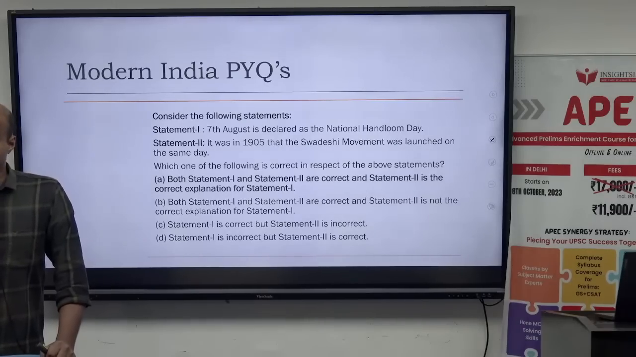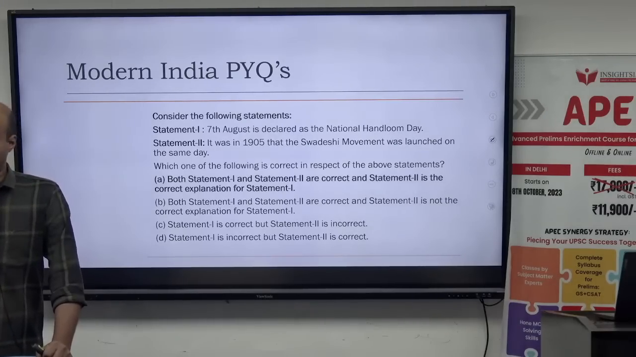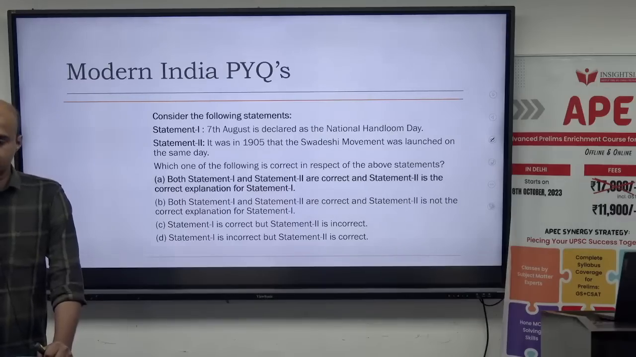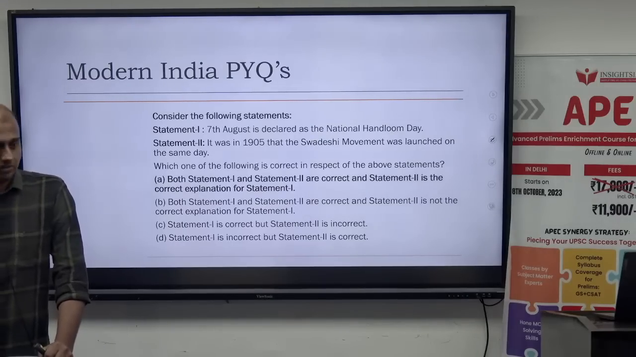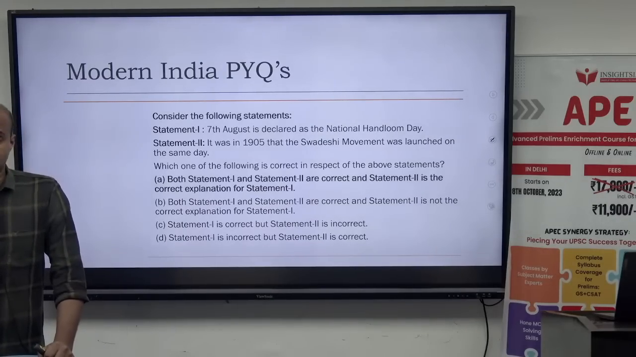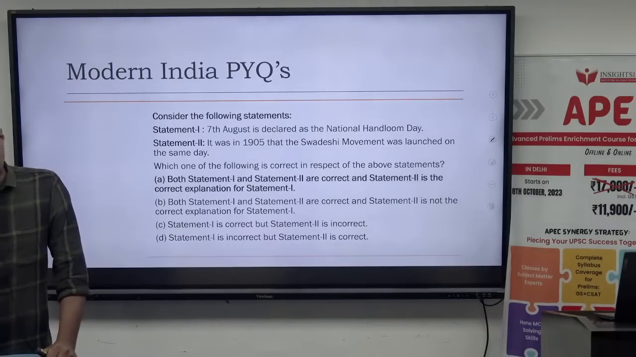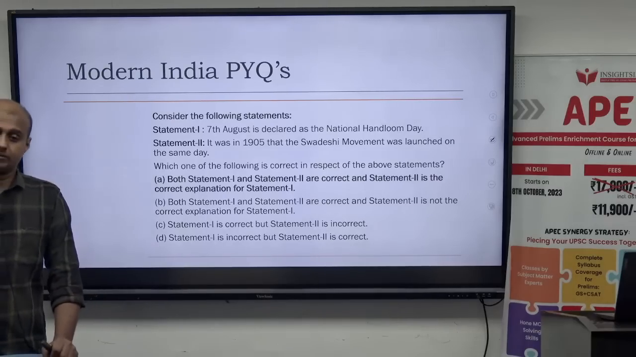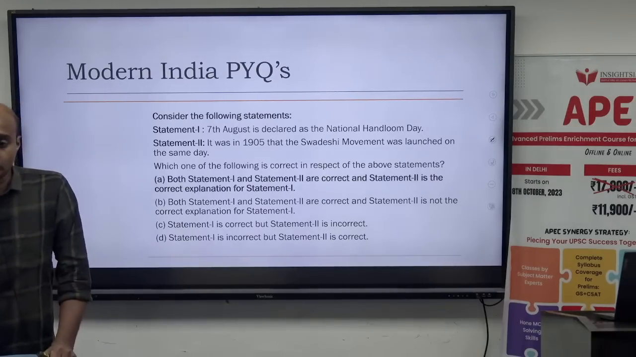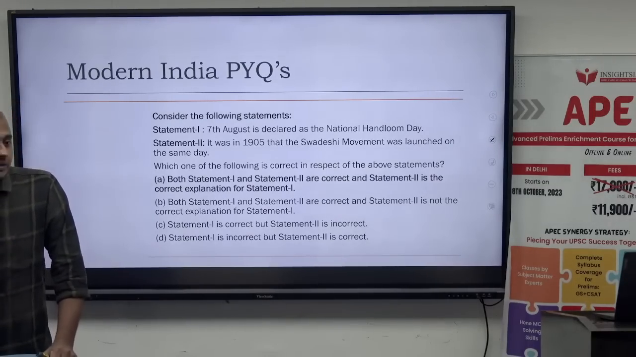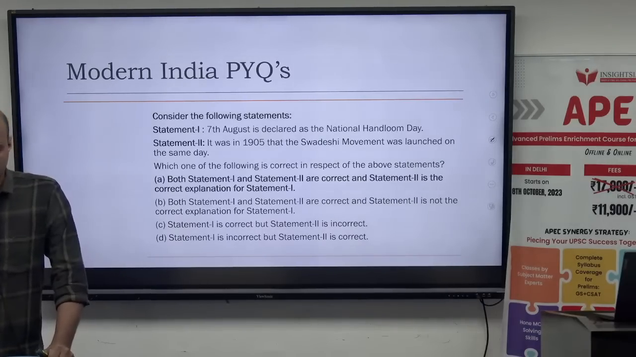Remember, now they are reframing the IPC, CrPC and Evidence Act. For example, they are talking about sedition, that the sedition provision will not be there in the Bharatiya Nyaya Samhita. So you should know that difference. What do you mean by sedition? What is the definition in IPC? What is this Section 124A? Is the term defined there? Even those small things they will ask.